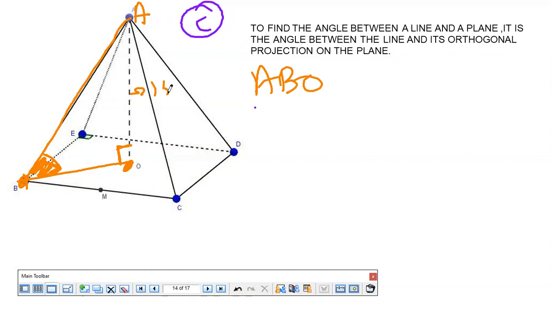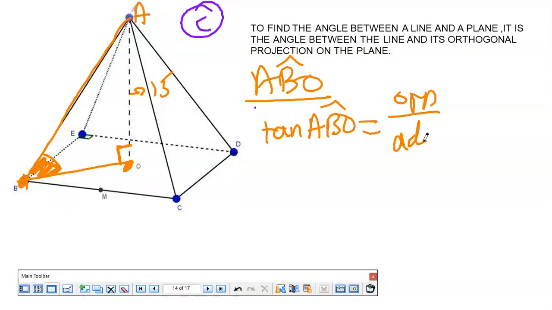This side is 15. How are we gonna find the angle? I need to do SOHCAHTOA. We need sine, cosine, or tangent. So we're gonna use tangent, opposite over adjacent. So tangent ABO is equal to opposite over adjacent, so it's equal to AO over BO. Okay, excellent. I have AO 15.